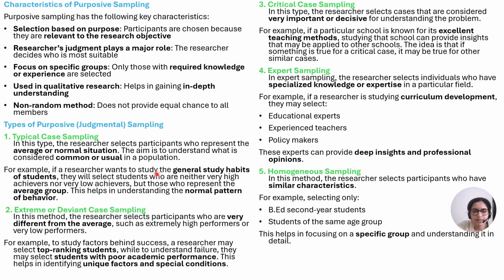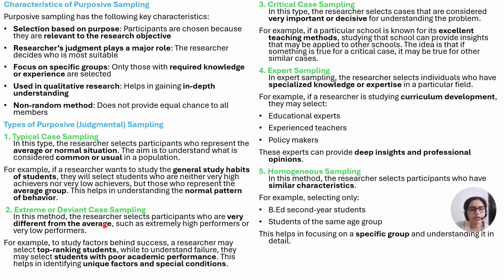Okay. Example, a researcher wants to study the general study habits of students. It is not a very complex thing to be studied. It is a very simple one, a very normal situation, general study habits. So he will select students who are neither very high achievers nor very low achievers, but those who represent the average group. This helps in understanding the normal pattern of behavior. So this is a very normal type of sampling wherein the focus is on normal day-to-day activities.